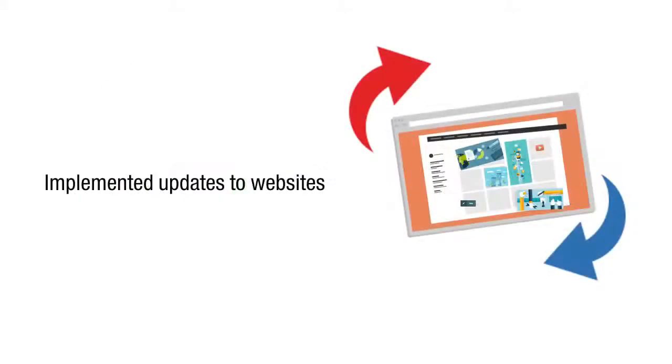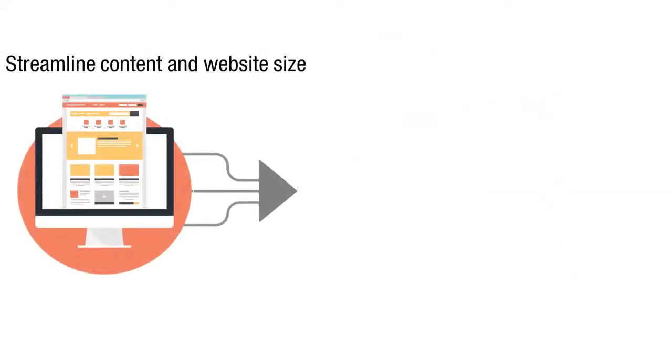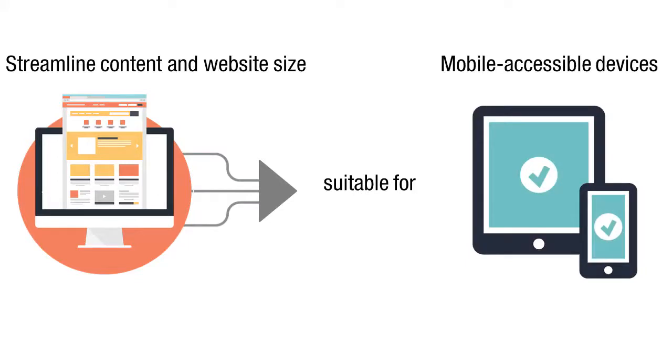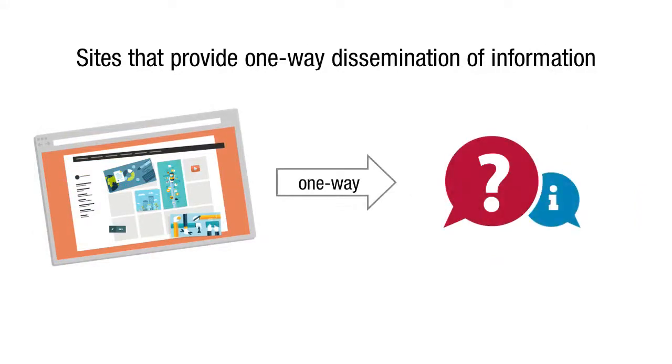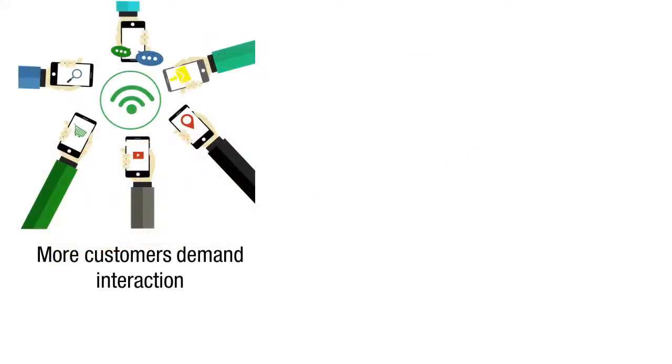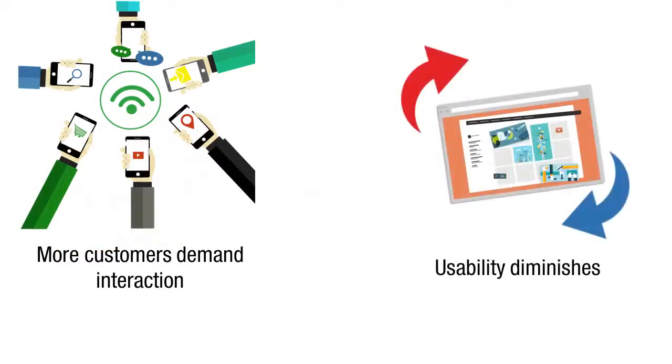Organizations with established, large-scale websites have recognized the growing need for compatible tablet and mobile-accessible content and have implemented updates to their websites to reduce and streamline content and website size in order to be more suitable for mobile-accessible devices. Nevertheless, this approach is sufficient only for sites that provide static, one-way dissemination of information.